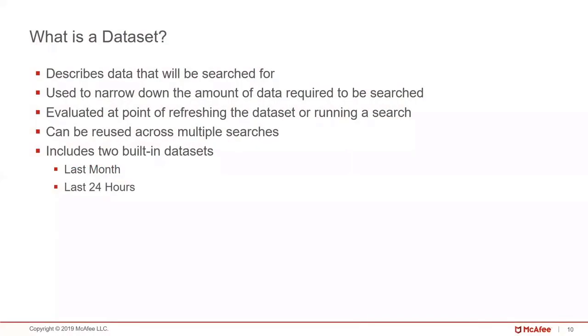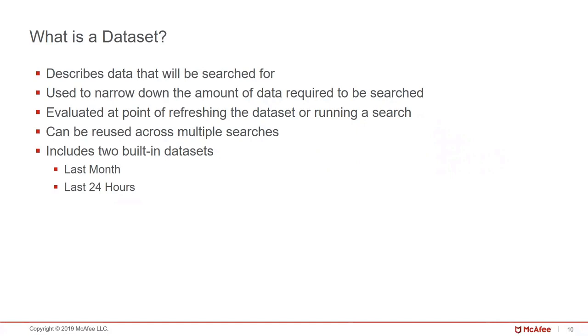A dataset is basically a way of narrowing down what type of data you're looking for. So rather than just looking for all the data that passes through your appliances, you're looking for specific parameters, specific things. So this way, if you have a specific email address that you're looking for, or some event or information that has gone through your appliances within the last 24 hours, the last month, something of that nature, that can help you narrow down the information that you're actually looking for.